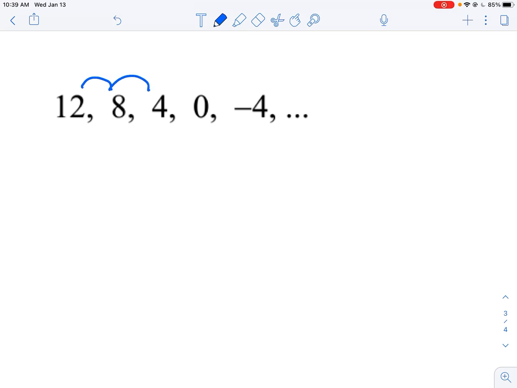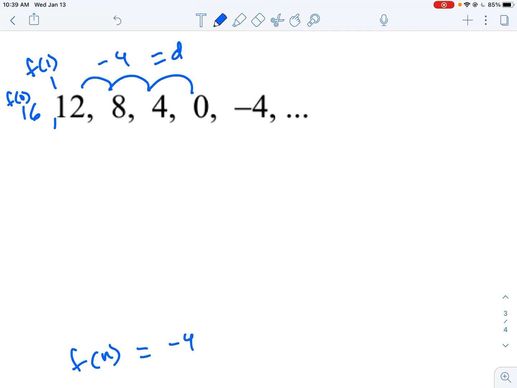Alright, hopefully you caught on that this is subtracting 4 each time, so that's our common difference. Our first number here is 12, and if I were to go back a term, my f of 0th term would be 16. I mean adding 4 because I'm going left here. So if I jump straight to my answer here, f of n is going to be negative 4n plus 16.